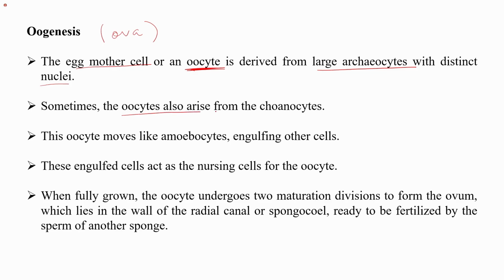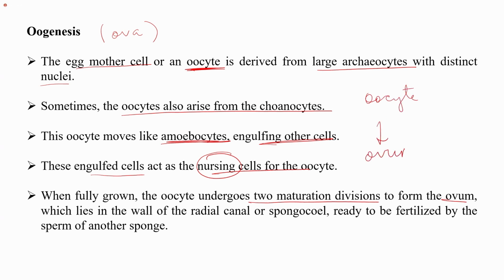Sometimes the oocytes also arise from the choanocytes. These oocytes move like amoebocytes, engulfing the other cells. And the engulfed cells act as the nursing cells for the oocytes. So nursing cells means they provide food and nutrition to the oocytes. When they are fully grown, the oocyte undergoes two maturational divisions to form the ova. Basically, the oocyte is undergoing division to form the ovum, right?